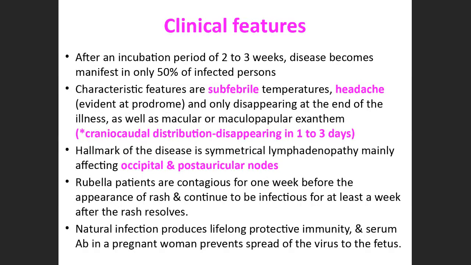The hallmark of the disease is symmetrical lymphadenopathy, mainly affecting the occipital and post-auricular lymph nodes, which are behind the ear. Rubella patients are very contagious for 1 week before appearance of the rash and at least a week after. Like if a rash has appeared today, 1 week before, 1 week after, till this, the patient is contagious.